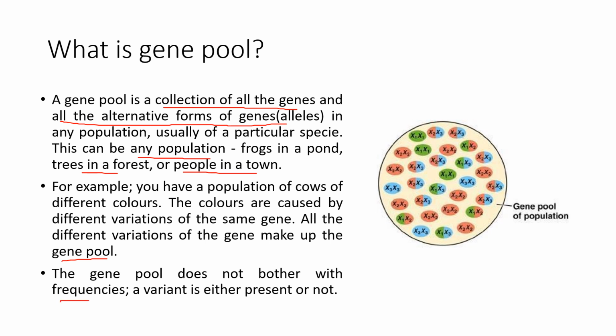The gene pool does not bother with frequencies. A variant of a gene can be present or it can be absent. So how much it is present, the gene pool doesn't count. It is either present or it is not present.